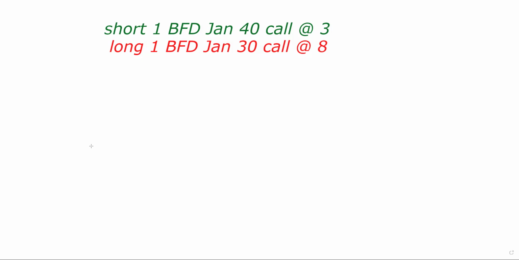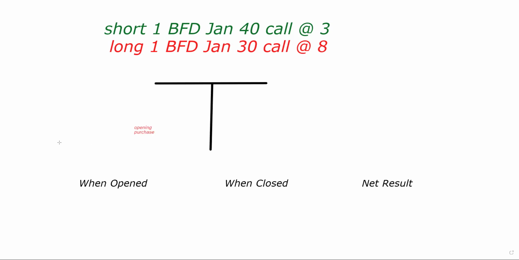Your customer shorts a BFD January 40 call at 3 and goes long a BFD January 30 call at 8. It says later on, we close it out. So what we want to do first here before we even answer the question is the setup. So here's our setup. We'll do a T. We'll do a when open, when closed.